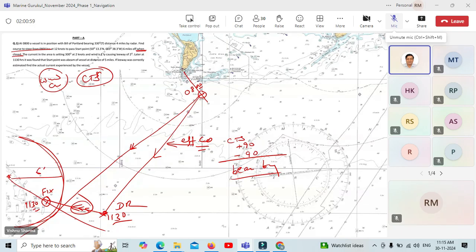This is not called DR. You don't call it as a DR. This is a position at 11:30, allowing wind, and from here to here, the current would be taking you. Is that clear, beta? Is this question again clear? It's again from one of the past papers, guys. If you have not understood, let me know.